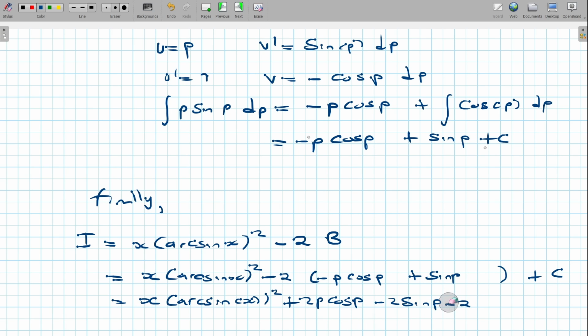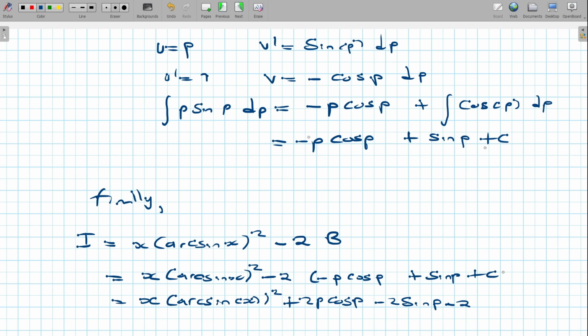All right, because after all, it's going to be a constant. Or maybe what we can do is leave it the way it is, so that I do not confuse anyone here. What we can do is we have minus 2 multiplied by this, and then plus sine p, like so.